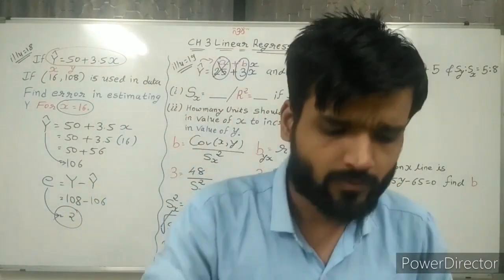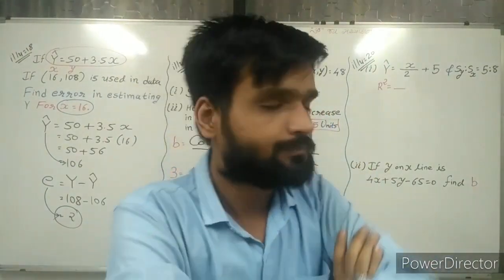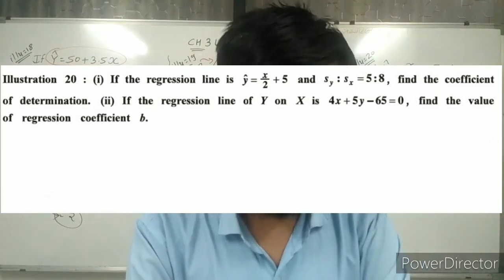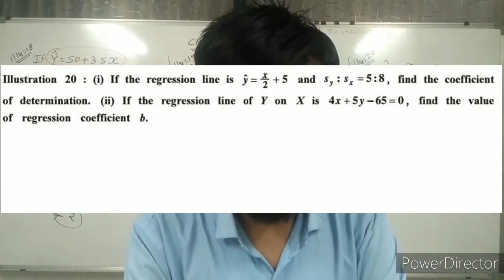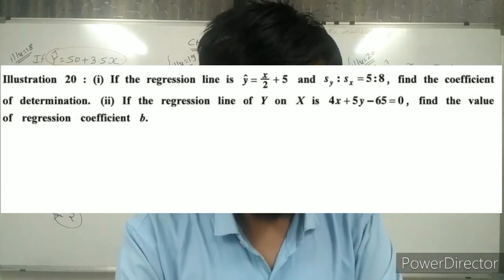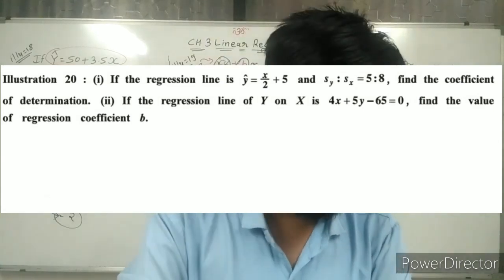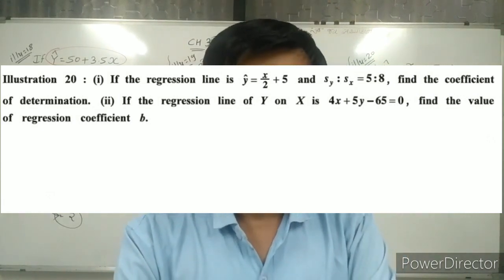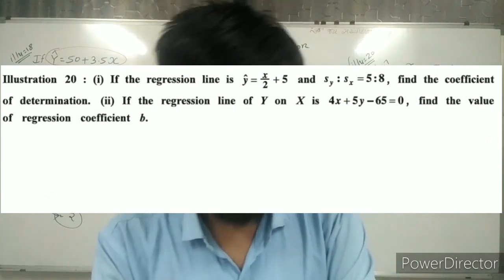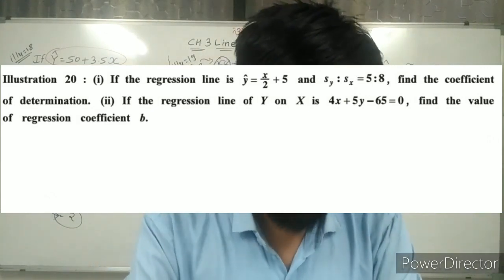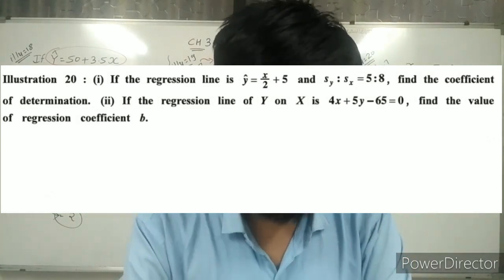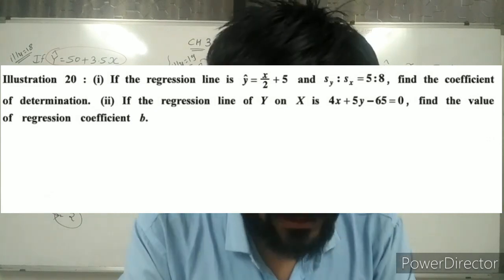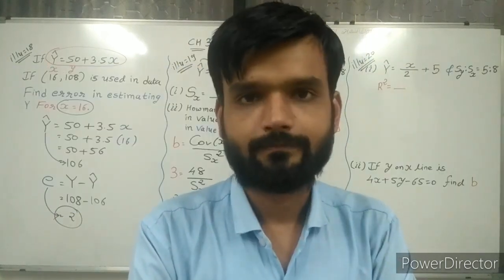Again, I am reading that from the textbook, then after that doing it on the board. If the regression line is y cap is equal to x upon 2 plus 5 and Sy ratio Sx is equal to 5 ratio 8, find the coefficient of determination. This is the first question. Second question, if the regression line of y on x is 4x plus 5y minus 65 is equal to 0, find the value of regression coefficient b.